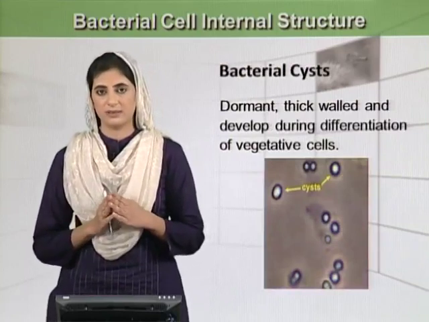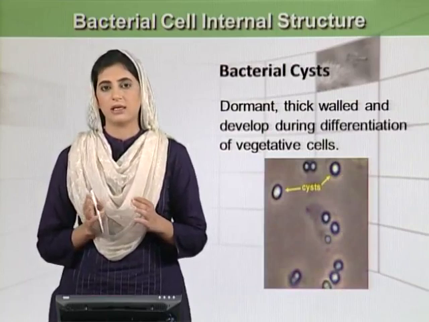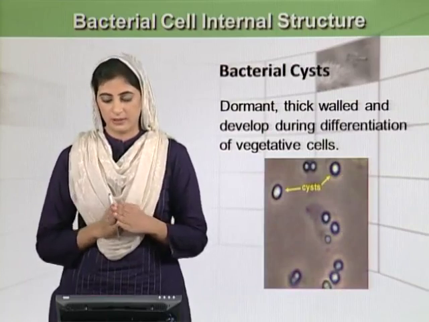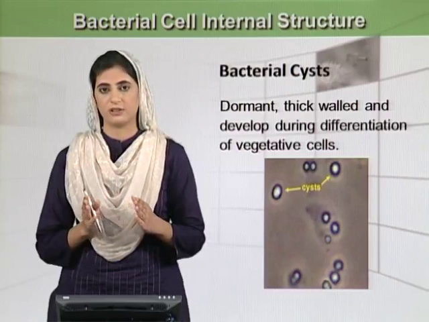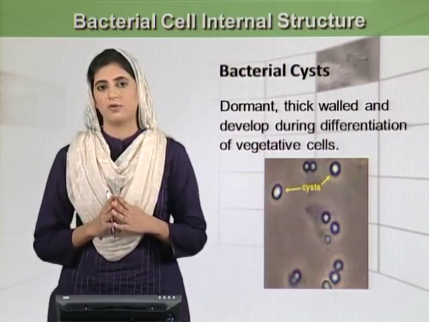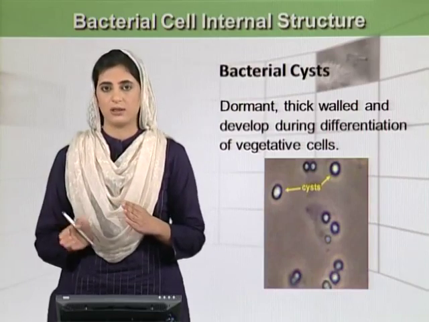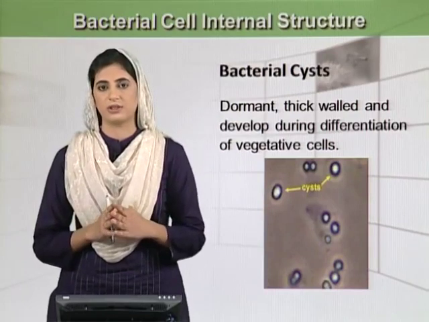Then we have bacterial cysts. They are dormant, thick-walled structures, and they are formed later in differentiation of vegetative cells, and they are also formed due to adverse conditions, and they can revert back once the conditions are settled.